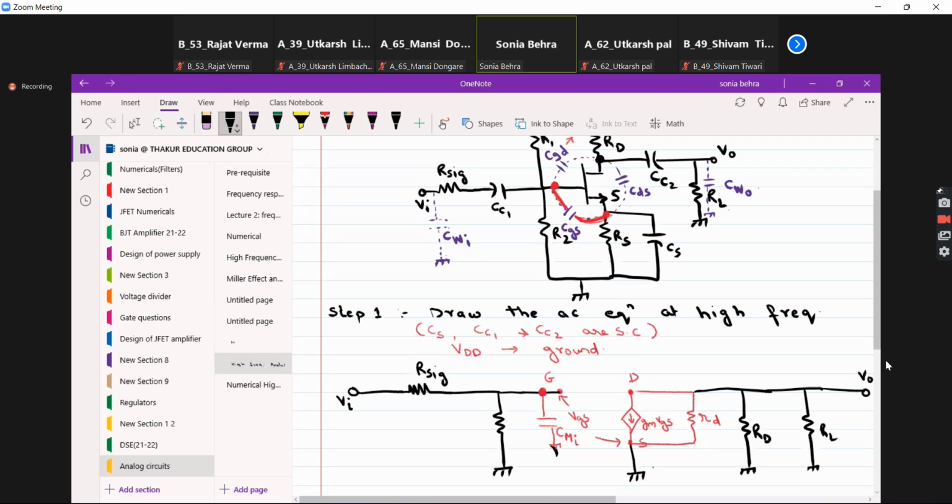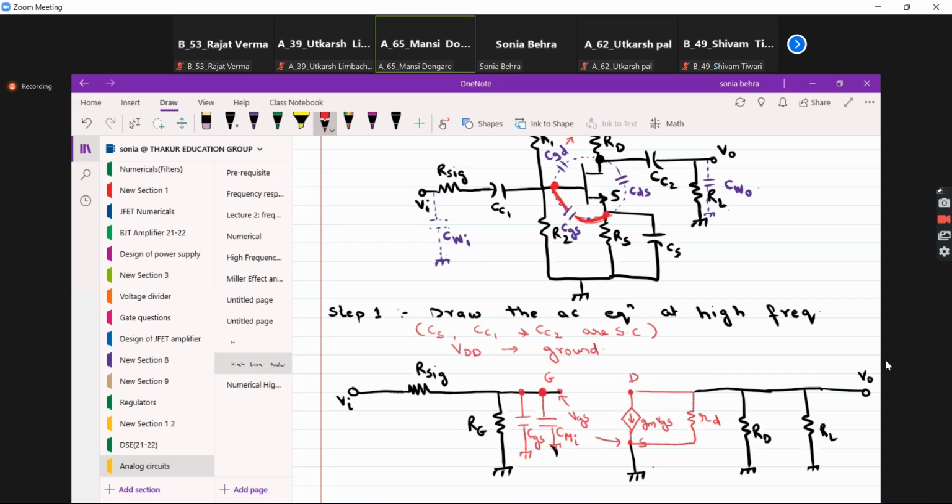I'll write over here RG. So what we see is that from your gate, there is another capacitor which is connected to ground. This capacitor connected to ground, वो कौन सा है? CGS. Clear with this?